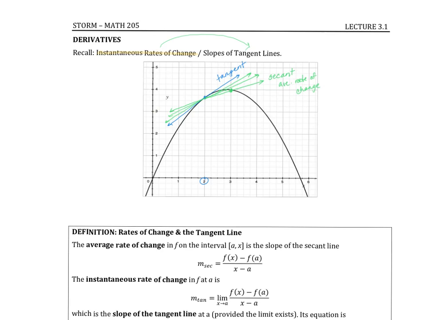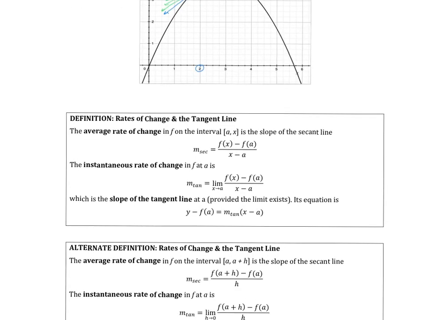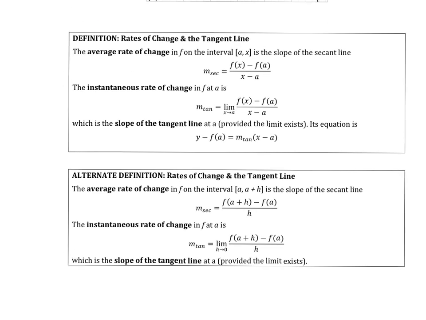So let's look at the definition for rates of change. Our average rate of change, that would be our slope of our secant line, and we just get the slope formula. The instantaneous rate of change is the slope of a tangent line, which means we're using the slope formula, but we're taking the limit as x gets closer and closer to a.